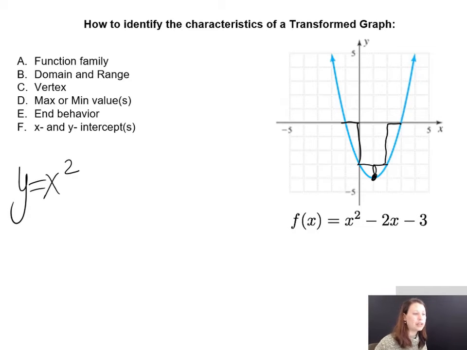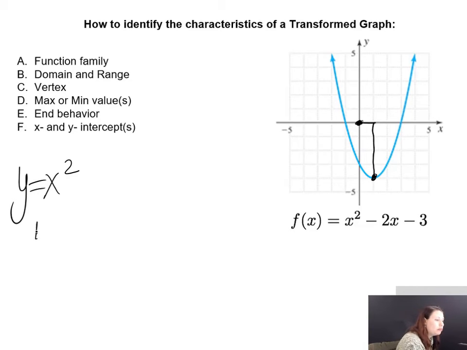So how did we move it? Truly, we only really have to think about what we did to that vertex. That's the thing we want to think about. Originally the vertex was on the origin, the 0, 0. So we moved it to the right 1 and then down 4.